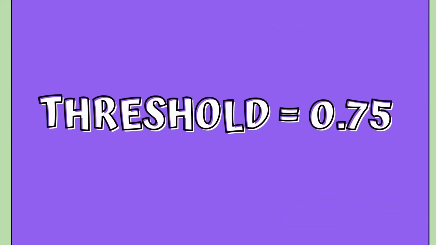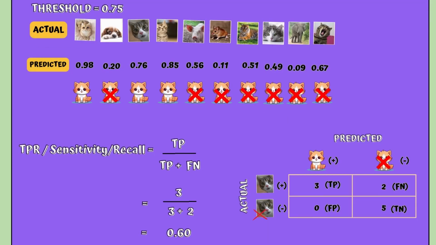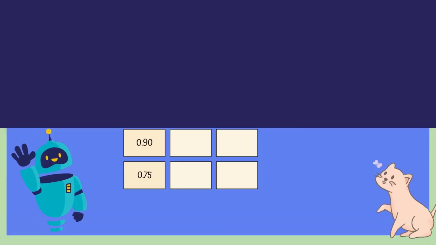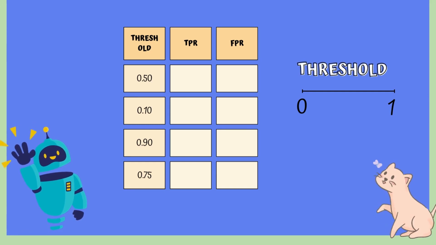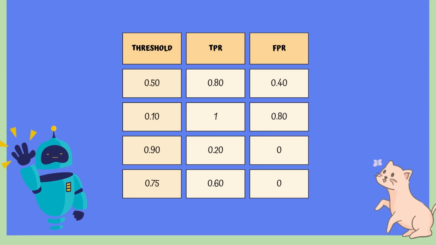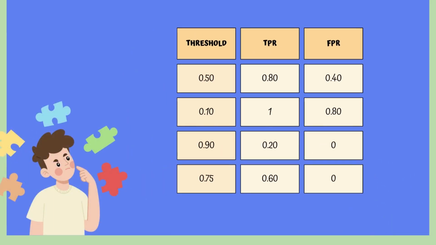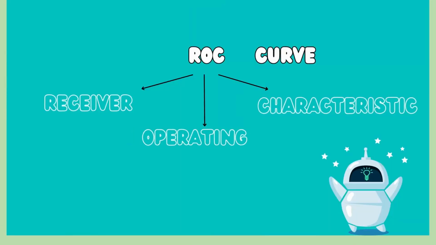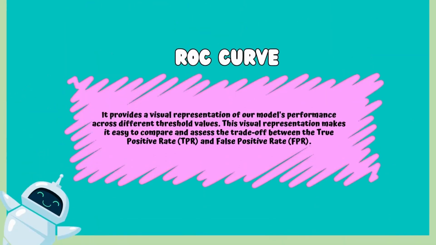If we set our threshold to 0.75, we get the following TPR and FPR. Similarly, we can play with all different thresholds between 0 and 1 and identify the threshold which best suits our requirements. But wait, it will become difficult for us to compare the values of all the TPR and FPR. Hence, here comes the role of the ROC curve. ROC in the ROC curve stands for Receiver Operating Characteristic. So it provides a visual representation of a model's performance across different threshold values. This makes it easy to compare and assess the trade-off between true positive rate and false positive rate.